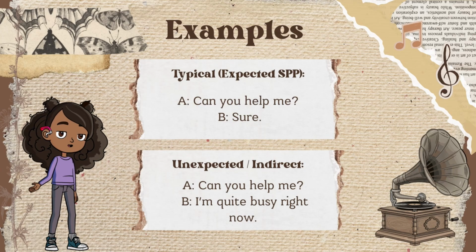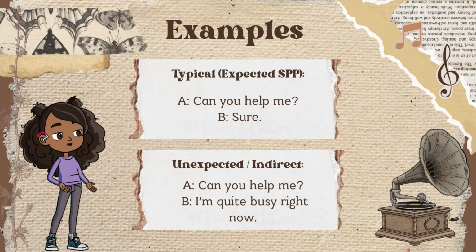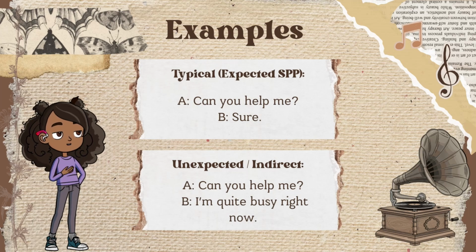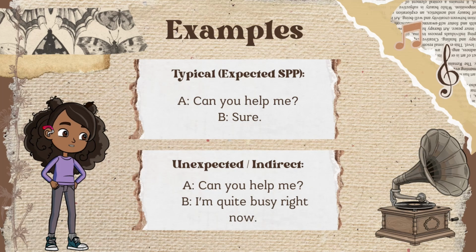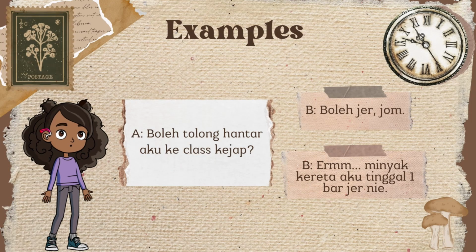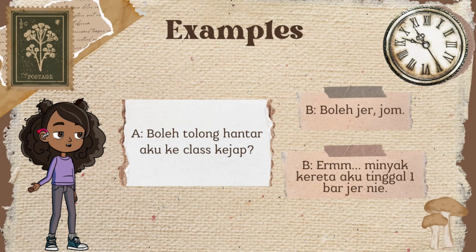This reply is still relevant because it addresses the request, but instead of saying yes or no directly, the speaker gives a reason. This usually signals something, like wanting to soften the rejection or avoid sounding too direct. Now, let's look at an example that we all experience at some point in our lives. Asking their friend for a ride.